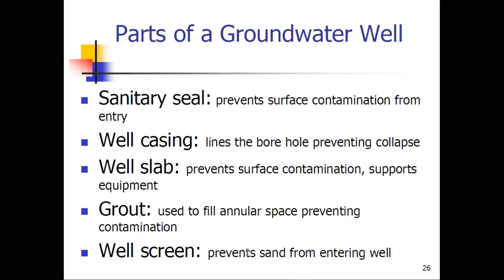The well casing is that steel pipe that goes down inside those wells that keeps all that dirt from going in and collapsing that well. We have a well slab which prevents surface contamination and supports the equipment. It's a slab, it's a concrete piece. We have grout. Grout is used to fill the annular space preventing contamination. And at the bottom, we have a well screen which prevents sand from entering the well.